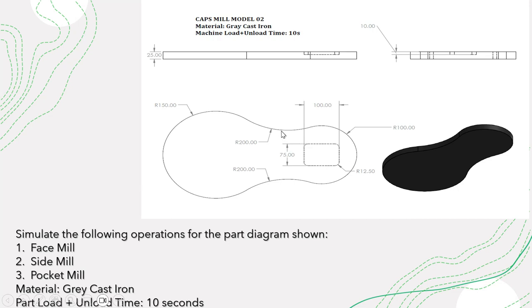First we can create a rectangular blank, and then by the process of side milling we can create this particular circular shape. After the face milling and side milling operations are executed, we have to execute the operation of pocket milling, and that pocket will have a depth of 10 mm. This is how we can interpret the part drawing given to us, and with this data we shall see how to simulate the set of milling operations, that is face milling, side milling and pocket milling, using the CAPS Mill software.